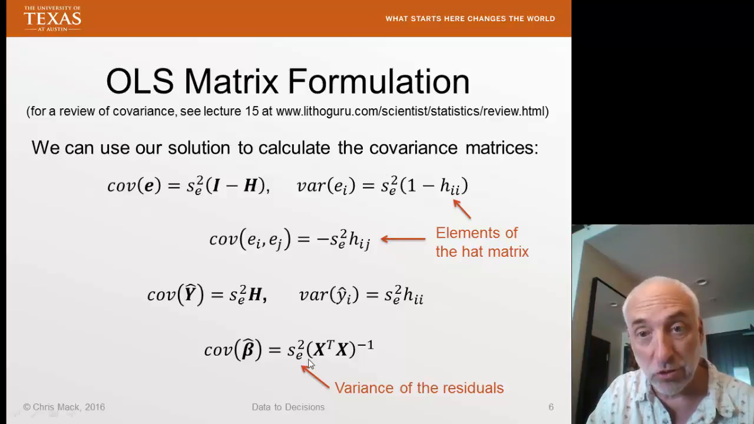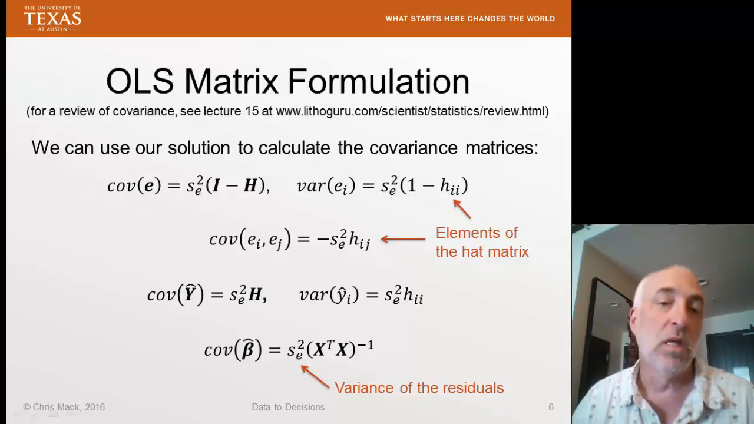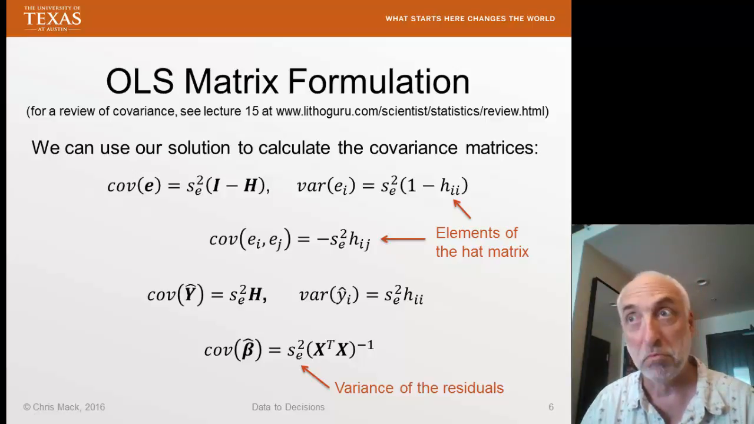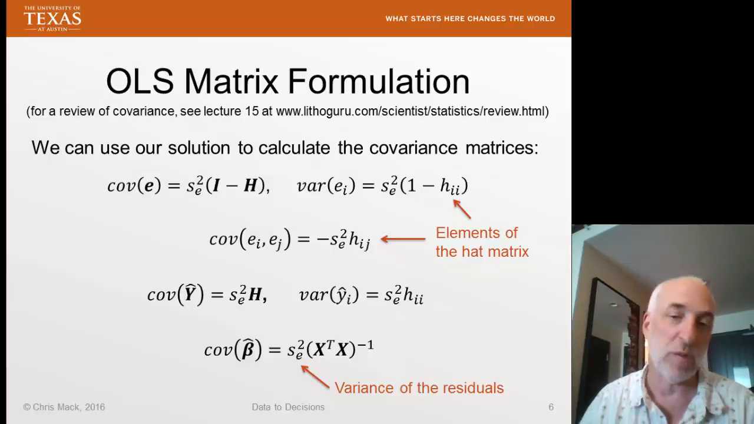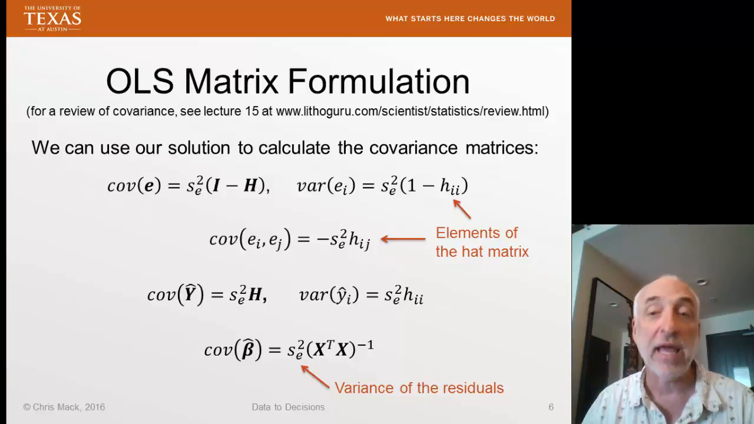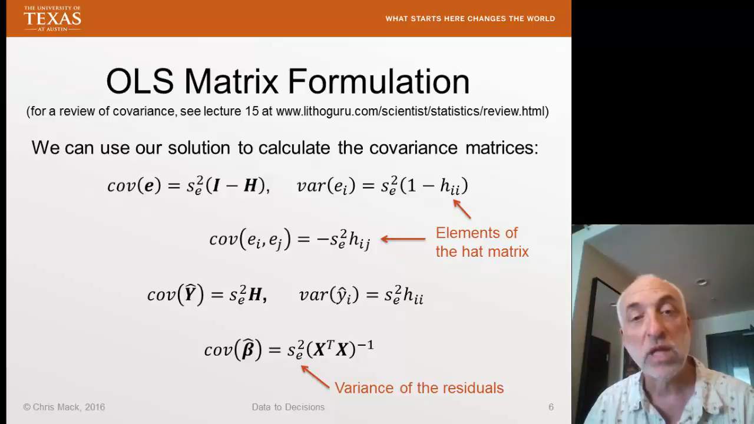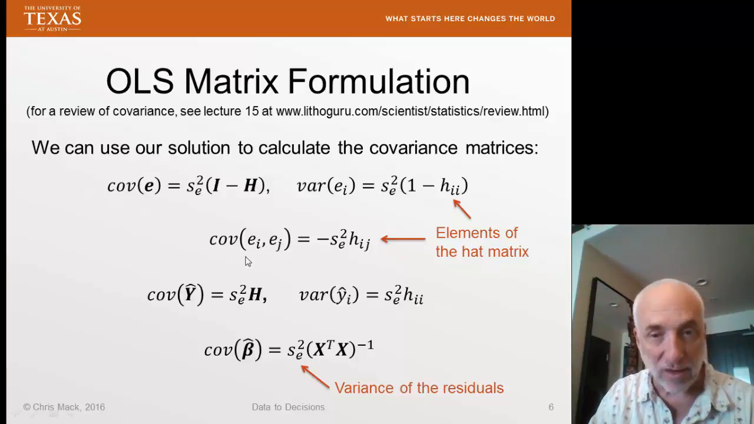I'd also like to mention that every single one of these variances scales with the variance of the residuals. This is why minimum variance estimators, BLUE, the best linear unbiased estimator, is the one with the minimum variance of the residuals. This is why we care so much about the variance of the residuals. Everything about this fit will be better if the variance of the residuals is smaller.